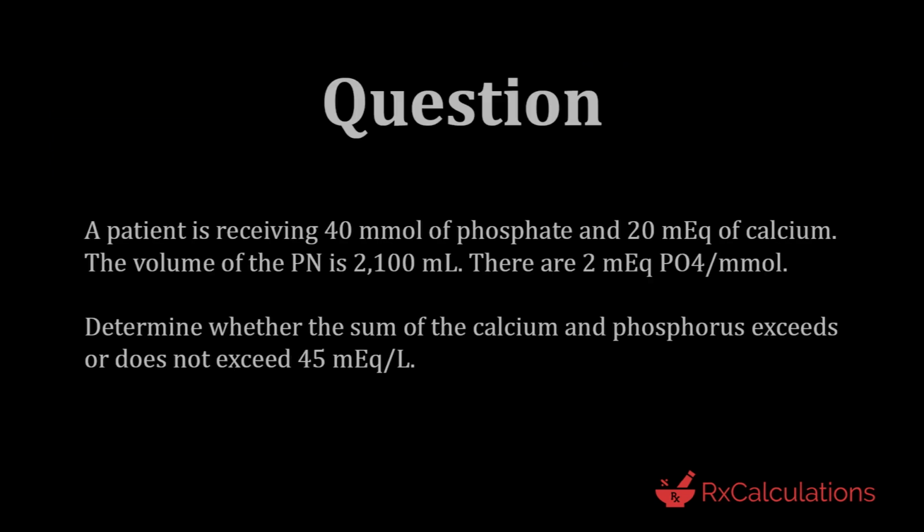Okay. So this is when you're having calcium and phosphate, those calcium phosphate issues. You don't want any precipitation in your preparation, your TPN. So you always want to make sure that the concentration does not exceed 45 MEQ per liter. So the question is asking, determine whether the sum of calcium and phosphate exceeds or does not exceed 45 MEQ per liter.